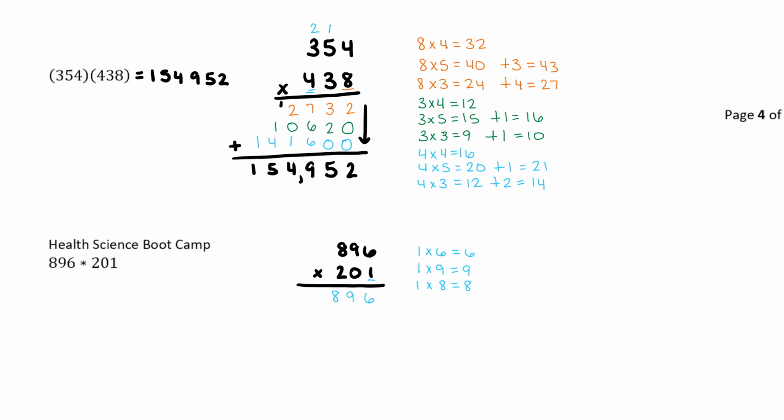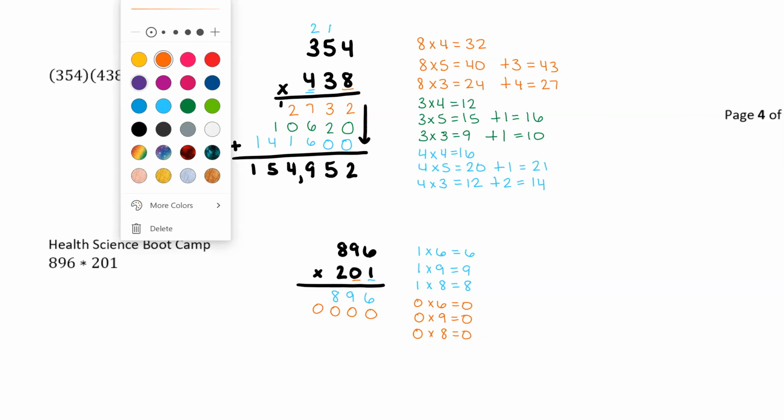Now the second digit is a 0. So I'm going to drop my 0, and then I'm going to do the math. 0 times 6 makes 0. 0 times 9 makes 0. And 0 times 8 makes 0. So that didn't really change anything.